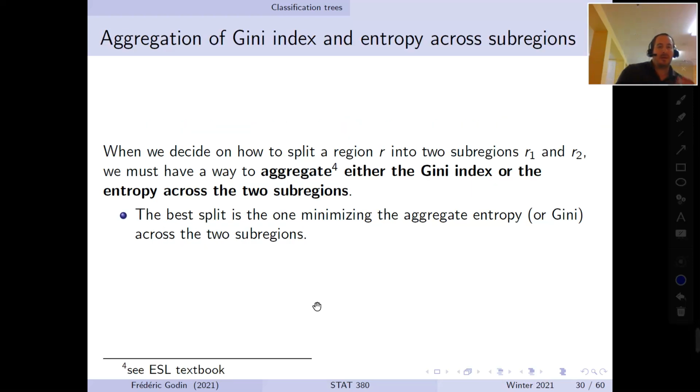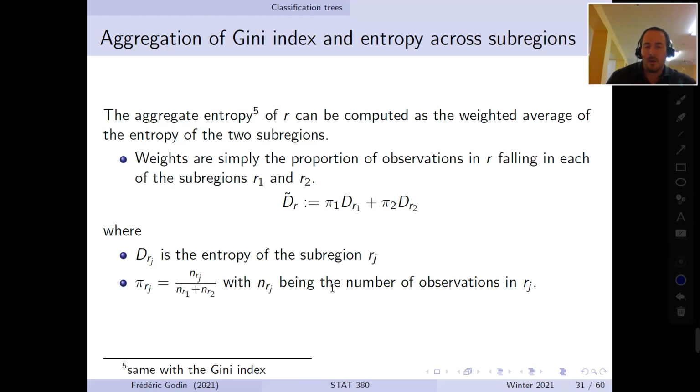Okay, so when we make a split, we have one region and we want to split it into two subregions. We need to make the split which minimizes either the Gini index or the entropy, but now we have to aggregate the entropy between the two subregions. So we want to minimize the total entropy across the two subregions. How can we aggregate the Gini index or the entropy across two subregions to come up with a total entropy in the region?